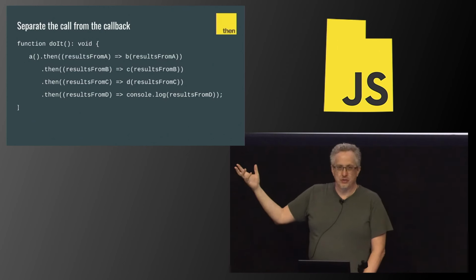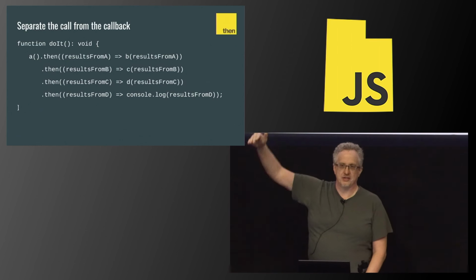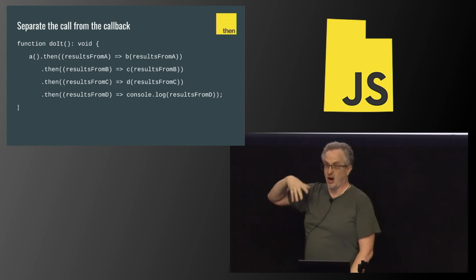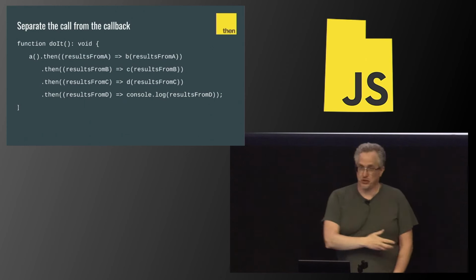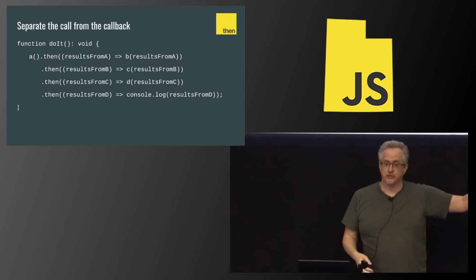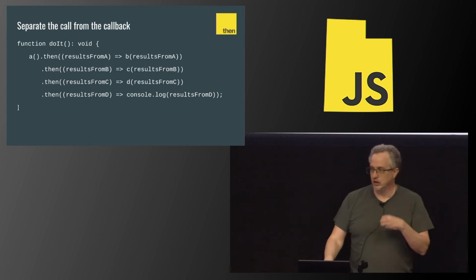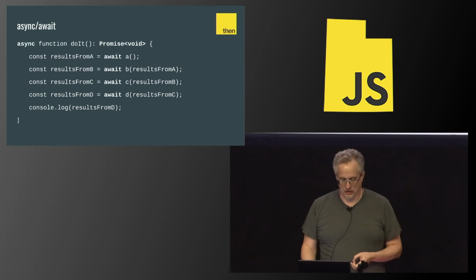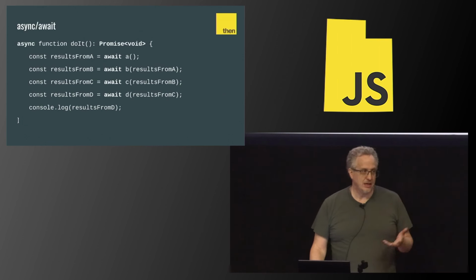Additionally, we can return these things now. Maybe we want to do all the processing through C and then let our caller handle it. Well, we can return that promise and then somewhere else deals with it. We no longer have to deal with the call and the callback together.